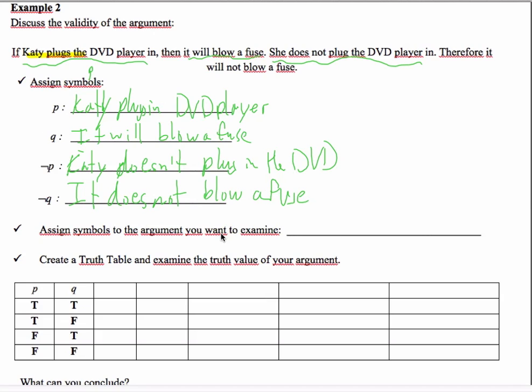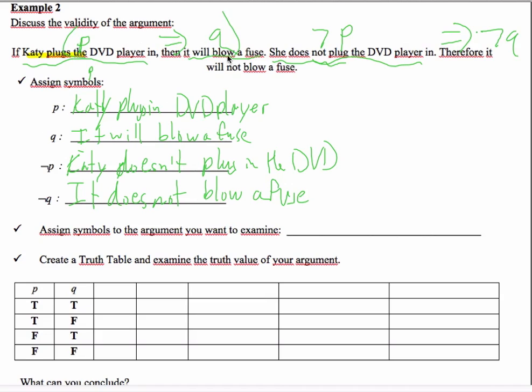Okay, so we're going to assign symbols to the argument here. We have P, then Q, right? Here she does not plug in the DVD player. That's not P. And therefore, that's going to be our conclusion: it will not blow a fuse is not Q.